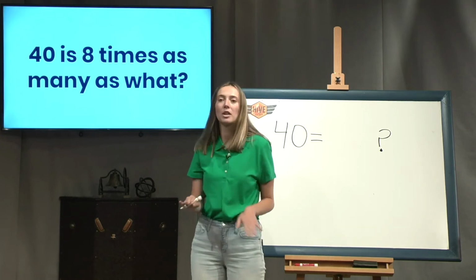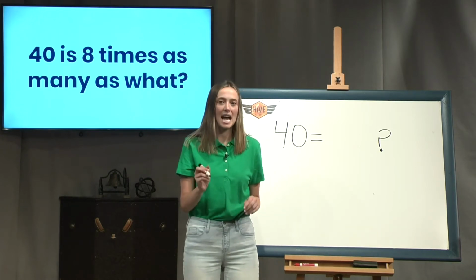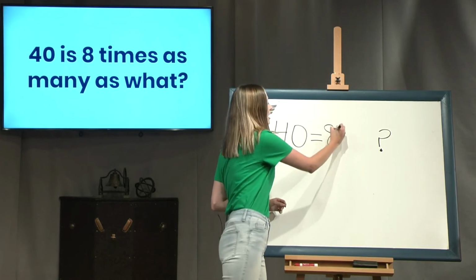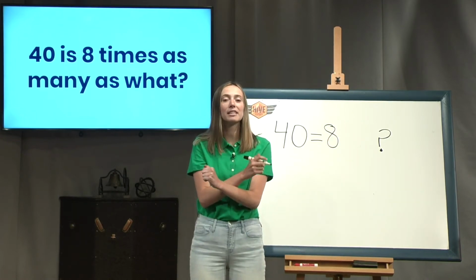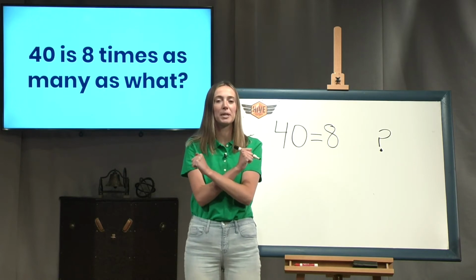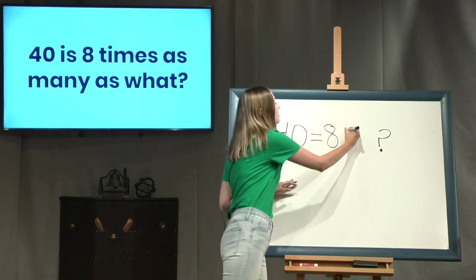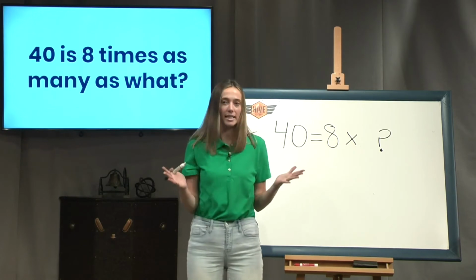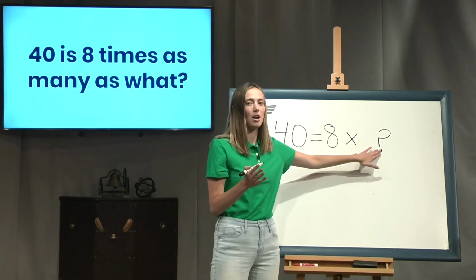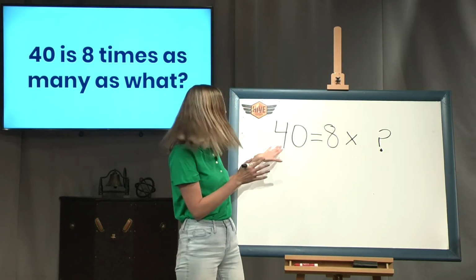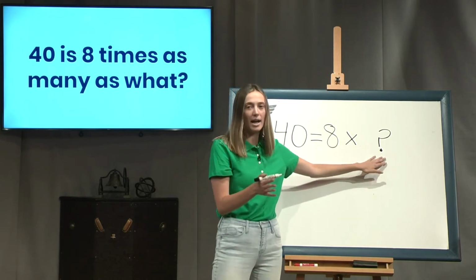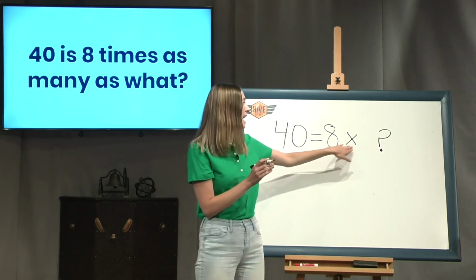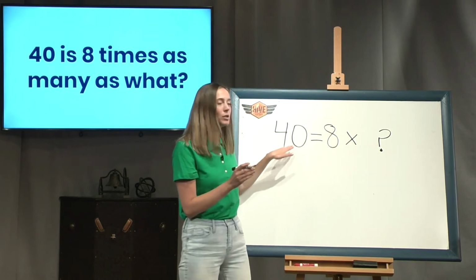Okay. 40 is 8 times, we need to write our 8 times as many as. Every time we hear times as many as, we got to put up our multiplication sign. And let's write that down. Times as many as what? So this is what we don't know. So now our problem reads 40 equals 8 times what? So 8 times what equals 40?